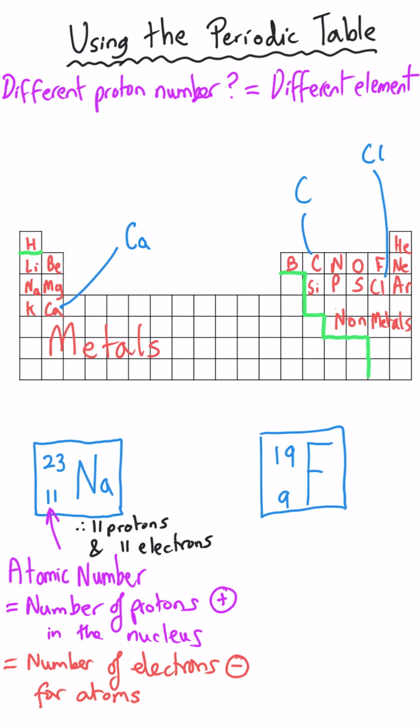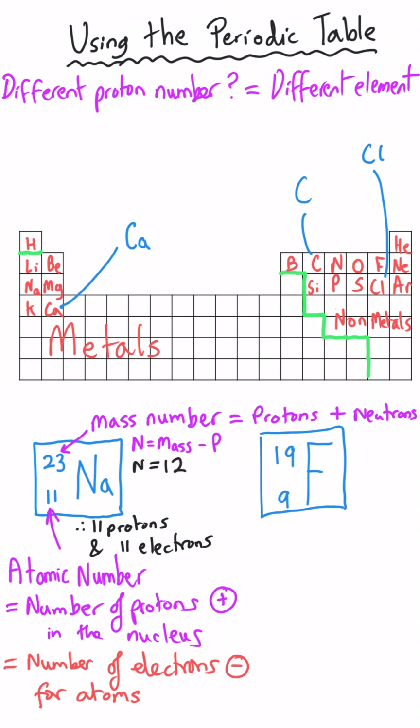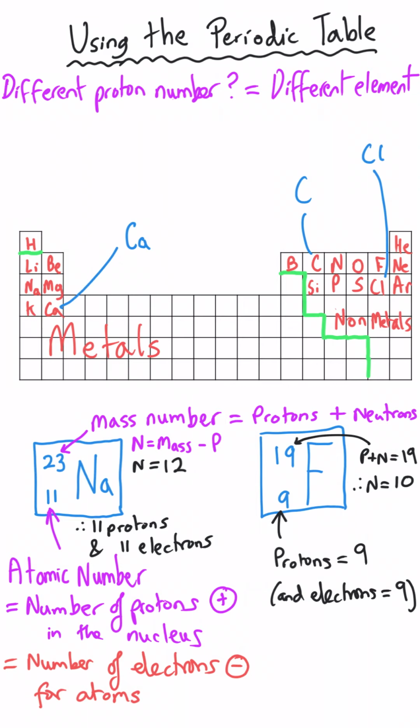Additionally, all elements have a mass number, which is the total number of protons and neutrons found in the nucleus. So in other words, you take the number of protons and add the number of neutrons together, and that is where the mass number comes from. So if we consider fluorine, which has 19 as its mass number, that means the number of protons add the number of neutrons makes 19. Now it's also got the atomic number of 9, meaning 9 protons, so we can deduce that there must be 10 neutrons because 19 take away 9 gives us 10.